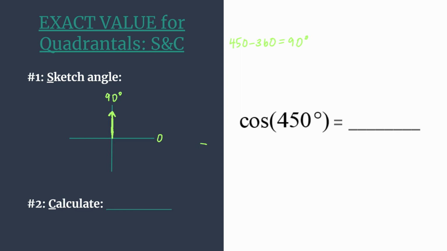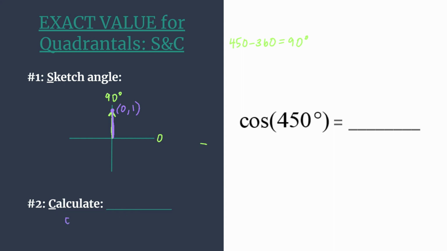And now we can label the coordinates that we'll be working with for our calculation in step 2. Remember that this angle is on the unit circle, which has a radius of 1. So this distance right here must be 1 since we're coming from the origin. So to label our coordinate, we simply label it 0, 1. And now we can calculate.